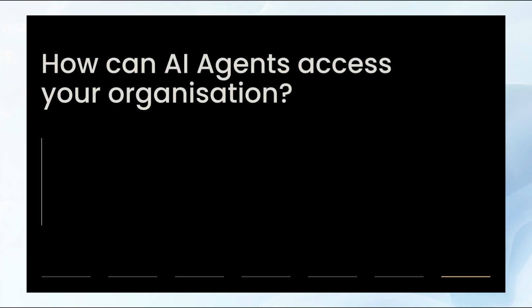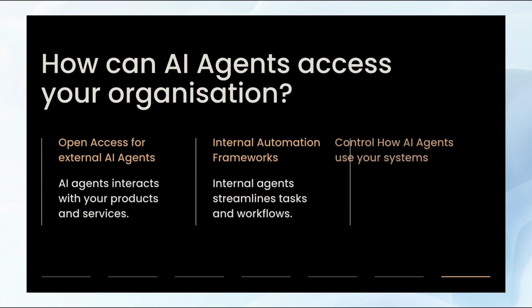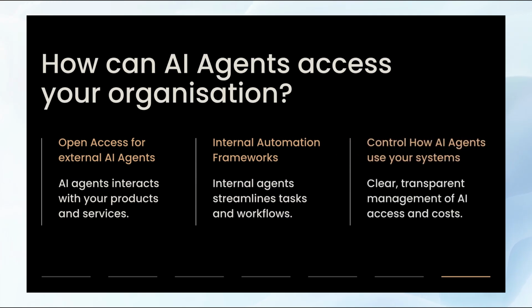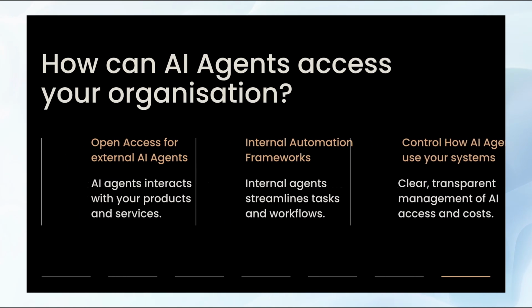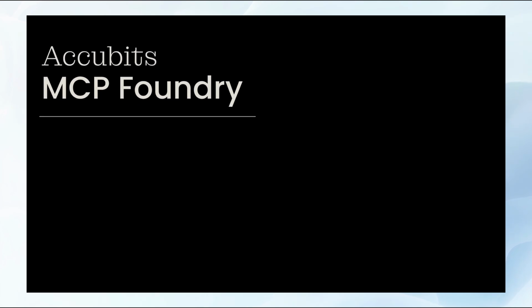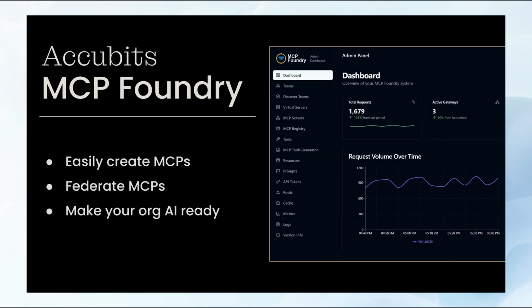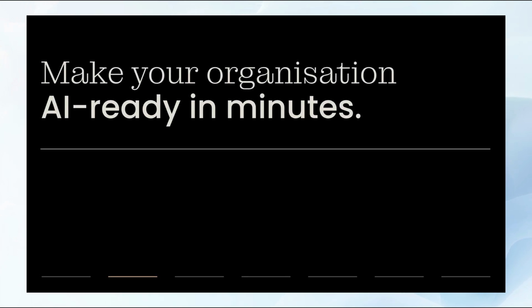But how do you make sure your organization is accessible to these agents? Whether it's external AI agents interacting with your products and services, or internal agents automating your operations, you need an infrastructure that's agent-friendly. That's exactly what MCP Foundry enables. With it, you can easily create MCP servers and prepare your organization for the agentic era. In this demo, I'll show you how simple it is to make your organization AI ready in minutes.